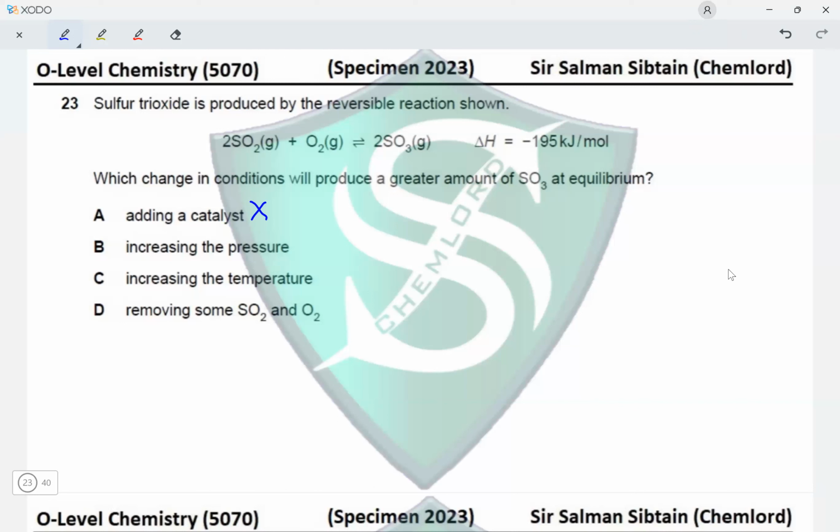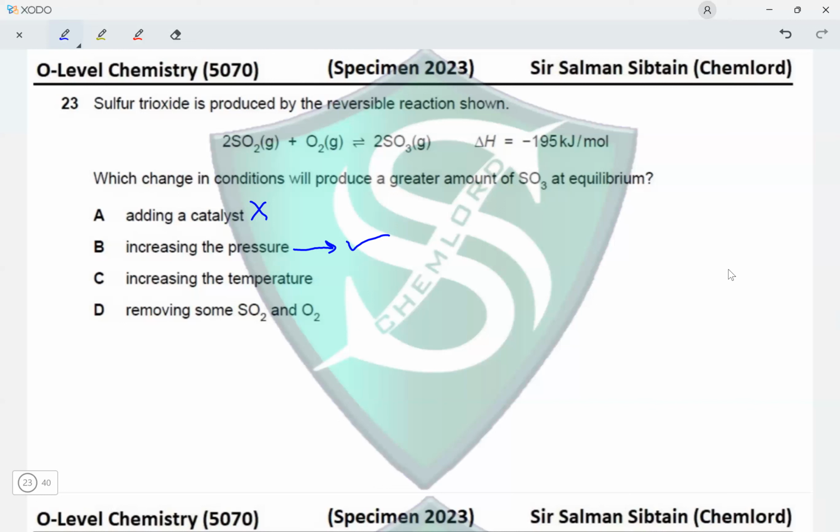Option B, increasing the pressure. Increasing the pressure favors the side of the equilibrium with the lesser number of moles. Number of moles of reactants are 3, number of moles of products are 2. So increasing the pressure will shift the equilibrium in the forward direction. And if the equilibrium shifts in the forward direction, the amount of SO3 present at equilibrium would increase. Option B is correct.